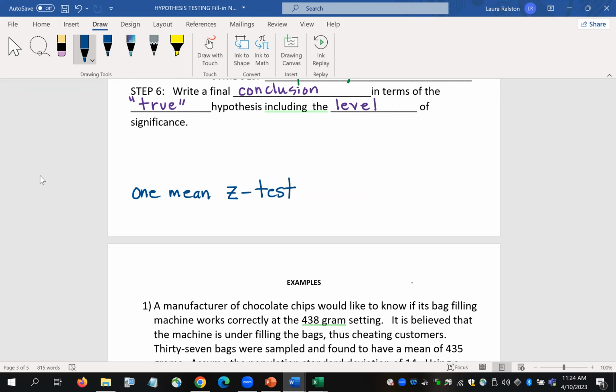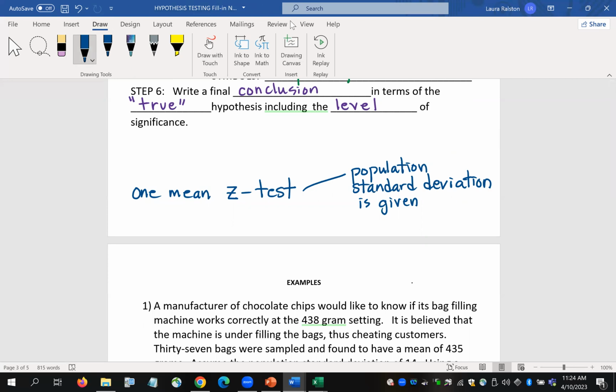Again, for our purposes, we're going to use the one mean Z test whenever we know the population standard deviation. If you know the population standard deviation, that's going to be your clue that we're going to do a one mean Z test.